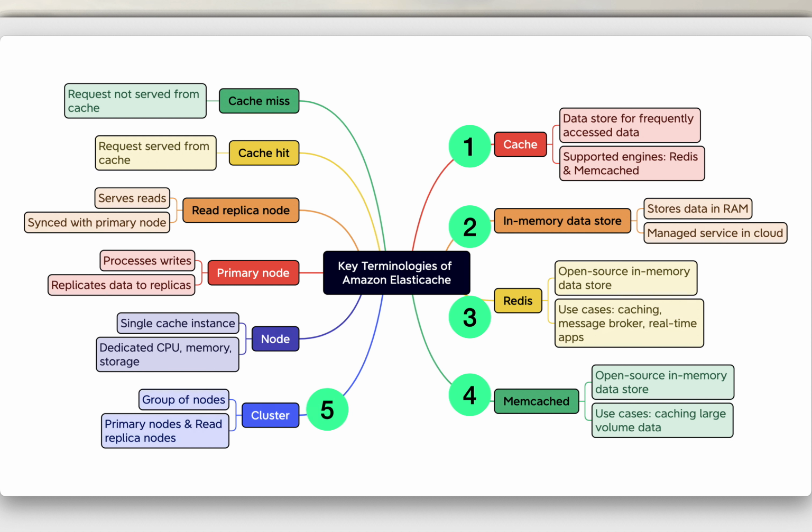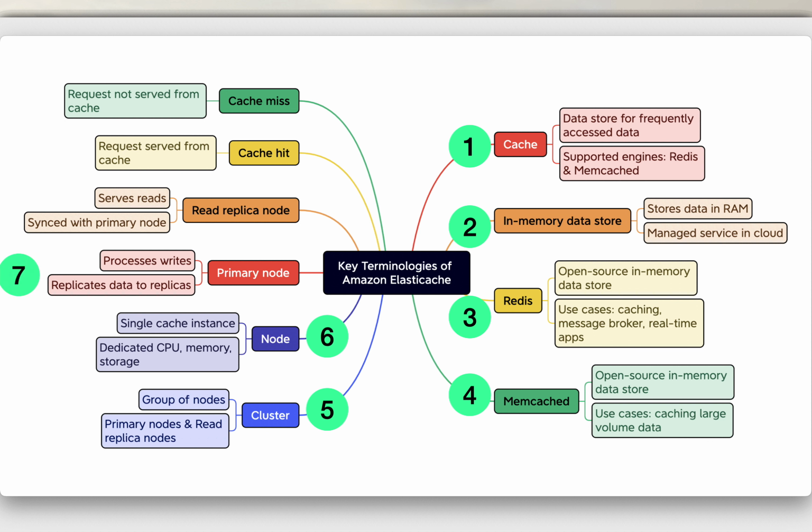5. Cluster, a group of Amazon Elasticache nodes that work together to provide a more scalable and reliable cache. Clusters can be configured with one or more primary nodes and one or more read replica nodes. 6. Node, a single instance of an Amazon Elasticache cache. Each node has a dedicated amount of CPU, memory, and storage.